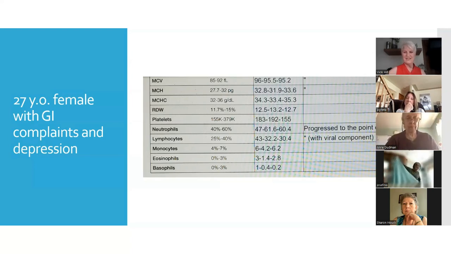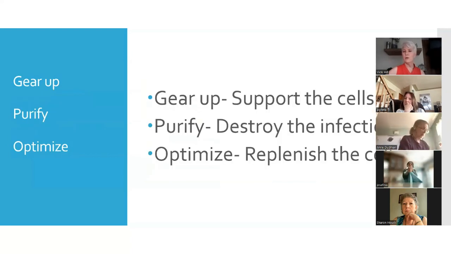Great. So again, how do we treat this? Same way. We go in and we support the cells, we support the systems of the body. We then destroy that infection. And then in the third month, we replenish everything and support the body, we support the cells, the systems, the glands of the body.